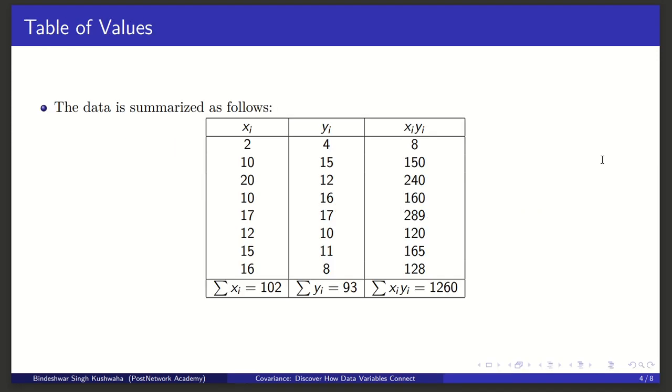So xi, yi, and now you can see that if you summarize, the sum of all xi's is 102 and the sum of all y's is 93. And if you take their product, like 2 into 4, that would be 8, 10 into 15, 150, and if you add them all, that would be 1260, and these values we will use for calculating covariance.